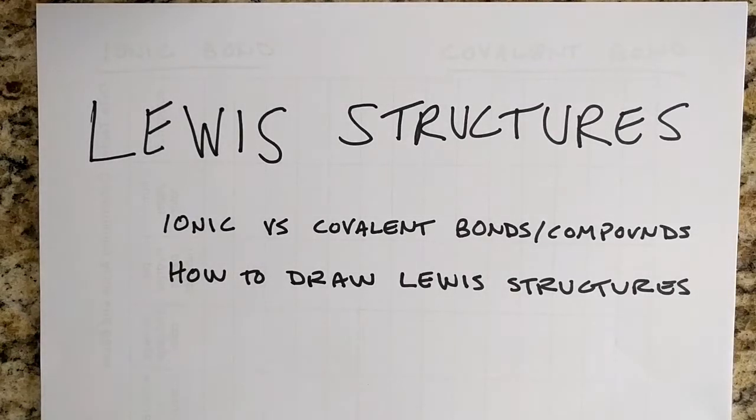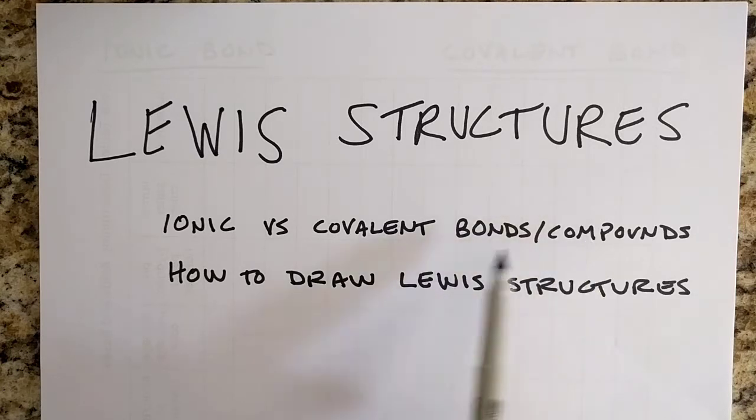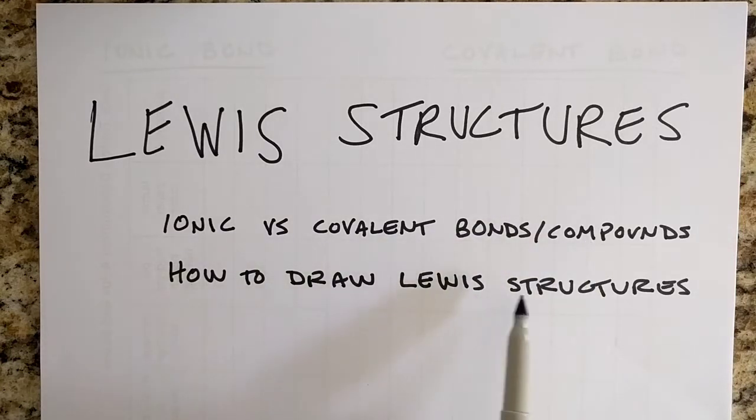Today our lesson is on Lewis structures. First we'll be looking at ionic versus covalent bonds, and then ionic versus covalent compounds, and then we'll learn how to draw the Lewis structures. They're also called electron dot diagrams.